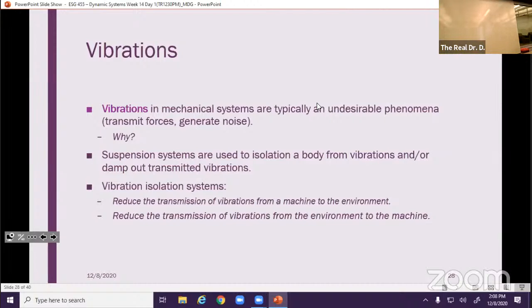There's also the other way. We want to reduce the amount of vibration that comes from the environment into a machine. That's how your car suspension works. The road is bumpy. You don't want the people inside to feel the bumps. So we have car suspension, which smooths out the ride.